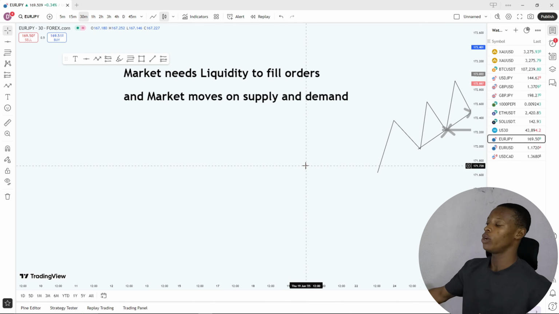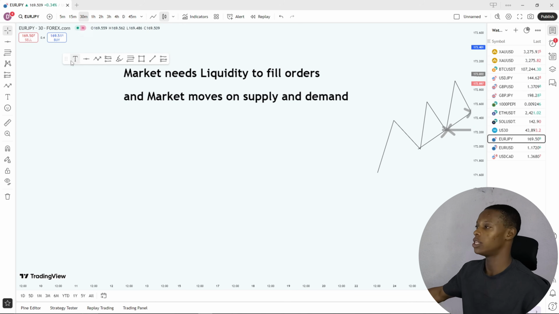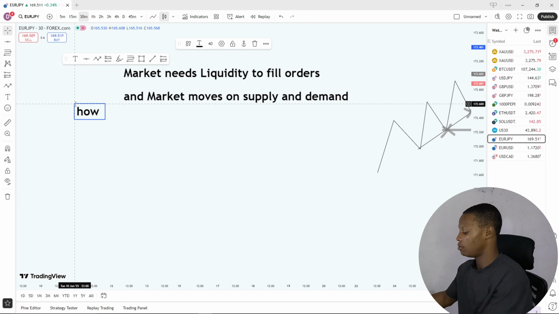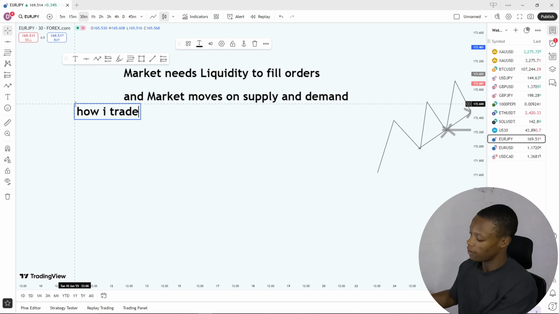Right now, how we trade it is this. So this is exactly how we go about trading this. You should write this down, how I trade it, so you'll know if that's how you'll be trading it as well.